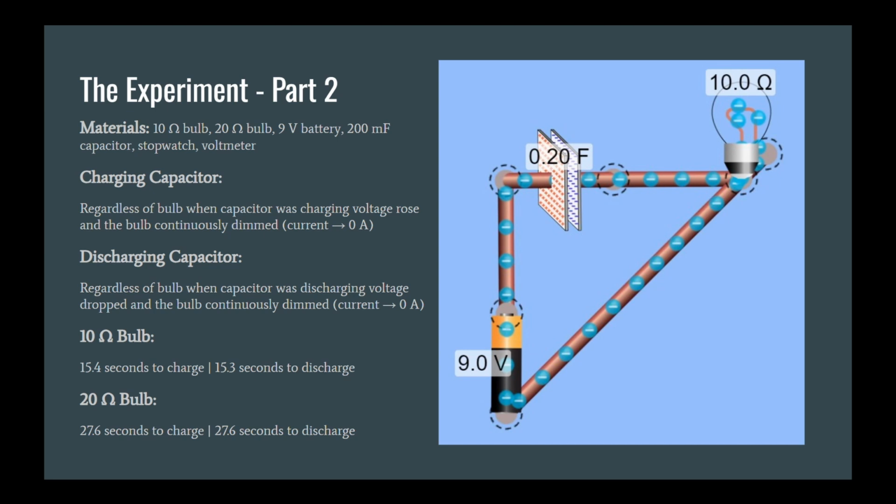For the 10 ohm bulb, it took 15.4 seconds to charge and 15.3 seconds to discharge. And for the 20 ohm bulb, it took 27.6 seconds to both charge and discharge.